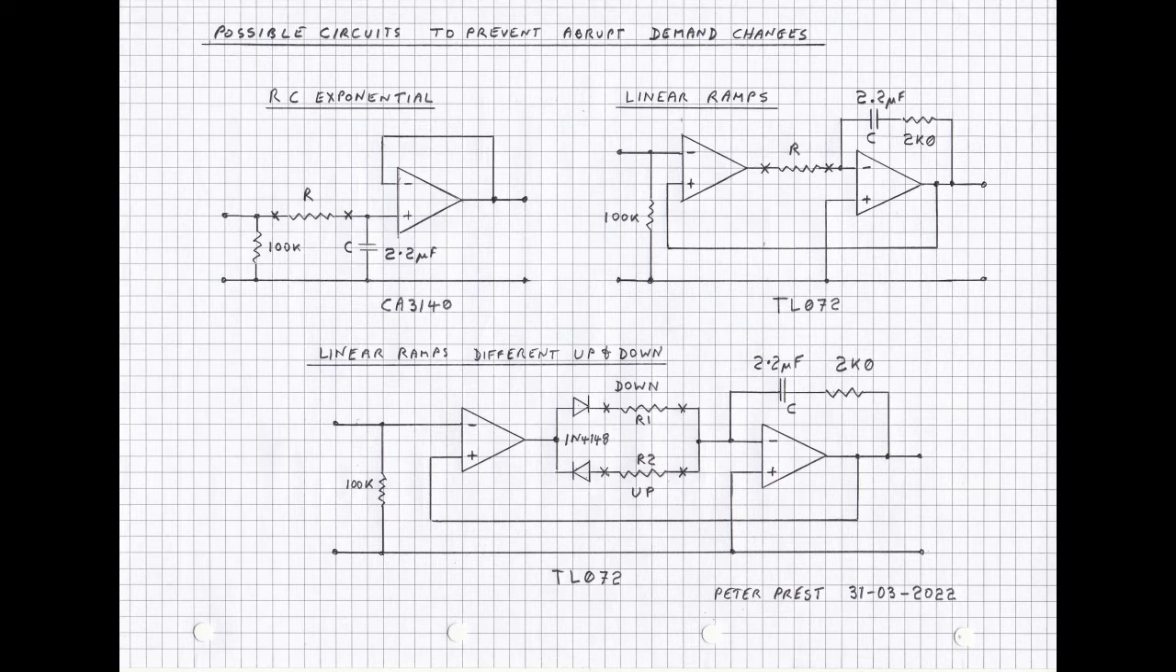This diagram shows 3 circuits. The first circuit uses a simple RC arrangement, followed by a unity gain buffer to present the output at low impedance. The second circuit provides a unity gain stage with linear equal rise and fall times set by resistor R. The third circuit allows the rise and fall times to be set individually by R1 and R2. The 100K resistors bring the demand to 0 should the demand pot fail or become disconnected. Originally the control card had circuit 1, but I later modified it to circuit 3.